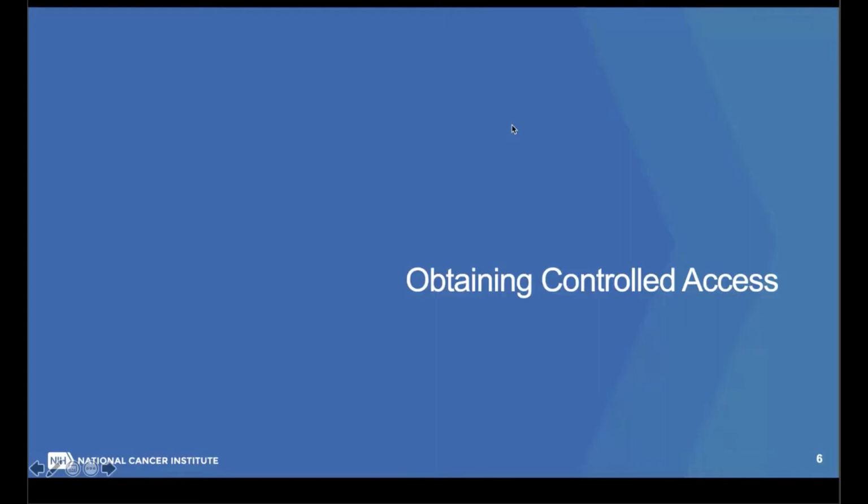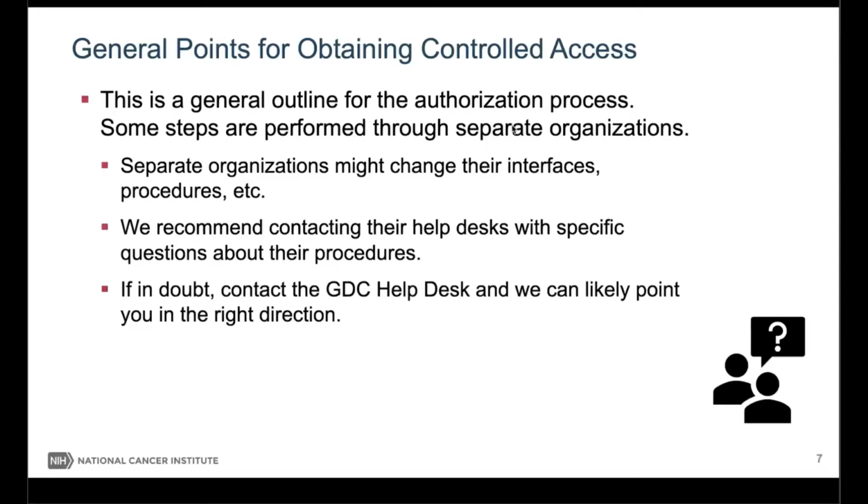So jumping right into obtaining controlled access, I want to start out with a few caveats because the first steps to this process are not actually through GDC. They're from separate organizations. That includes ERA Commons and DBGAP specifically. They might change their interfaces and their procedures and anything from their end. So we're not going to go into too much specifics about that here because we are GDC affiliated and don't really control this.